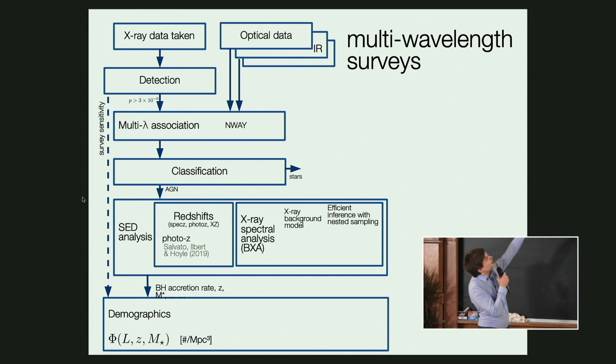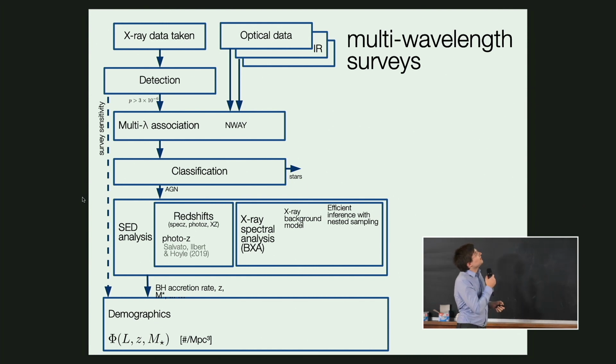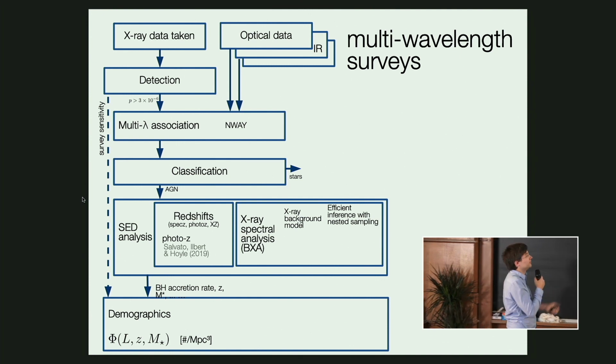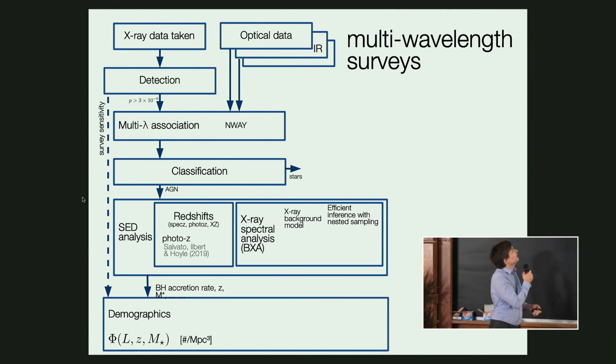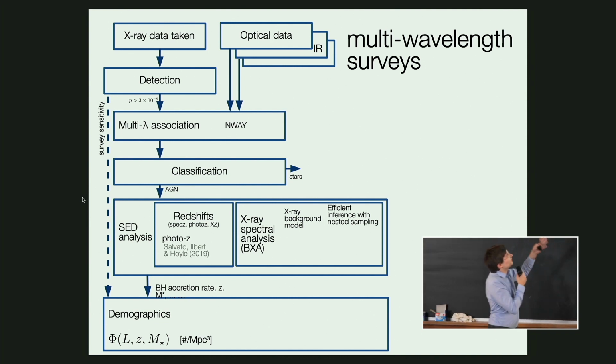So you have the optical surveys, the infrared surveys, and you have to marry them together with some approach. Once you have this multi-wavelength data, you can classify the sources into AGN, stars, and whatever else there is. Finally, for the AGN that I'm particularly interested in, you analyze these particular objects for their redshift, their accretion rate, the stellar mass, and so forth.